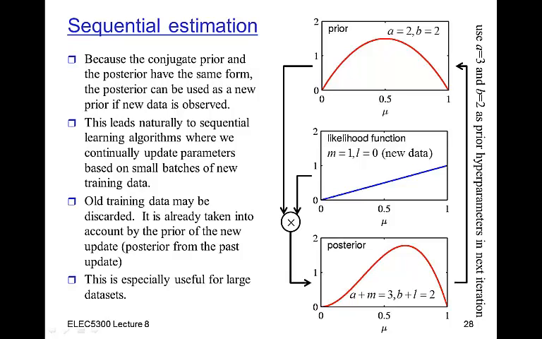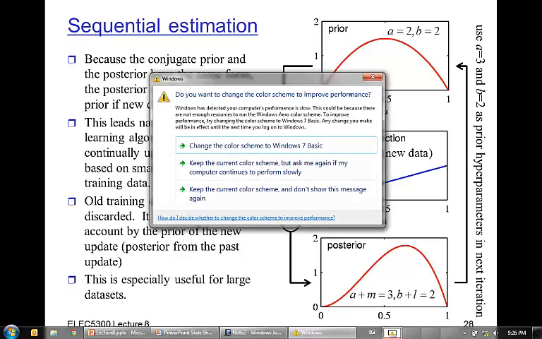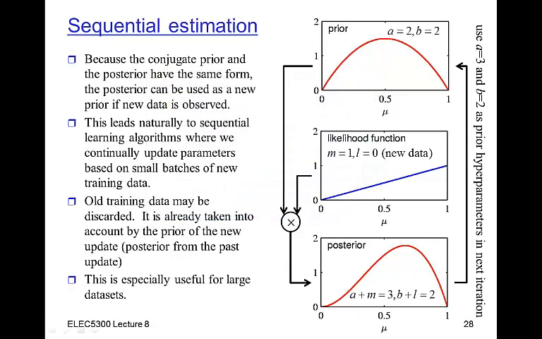And the answer is, using this kind of Bayesian estimation, we can do that. This is all because the conjugate prior and the posterior have the same form. If I've taken into account some pieces of data, I get a new posterior, but the new posterior has the same form as the old prior. So I can use the posterior as the new prior and then just incorporate the new data as it's observed. This leads to a sequential algorithm that I've shown over here.